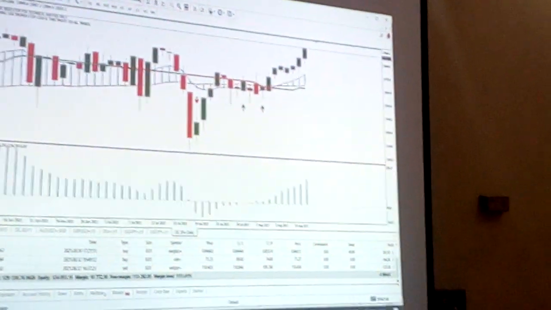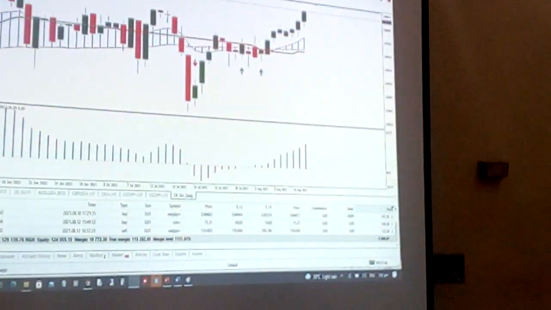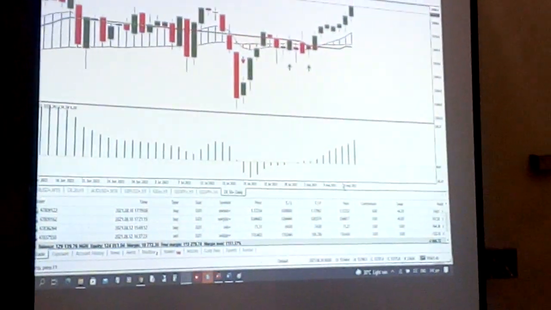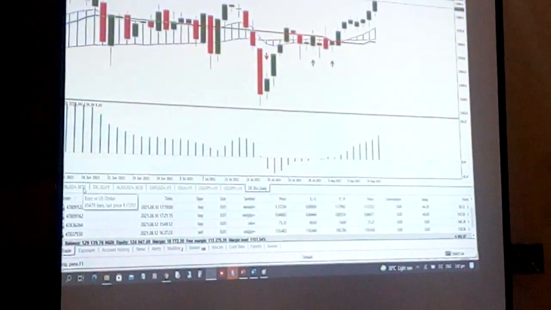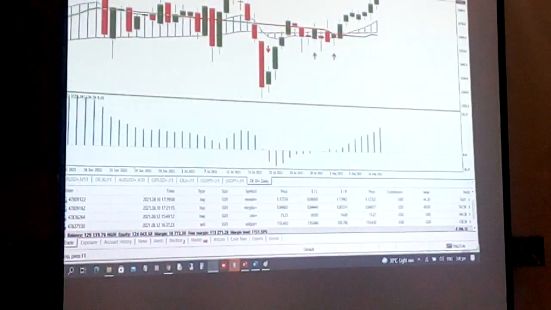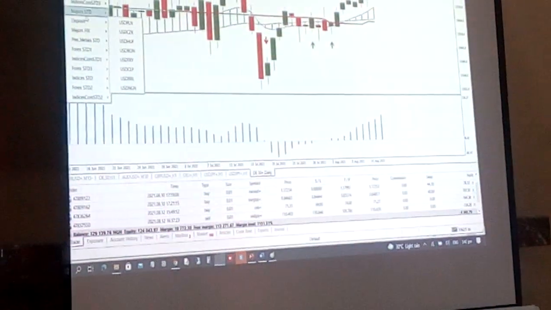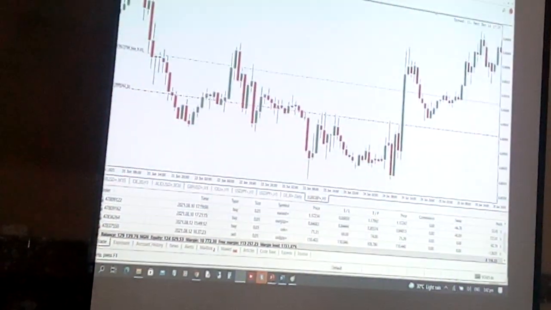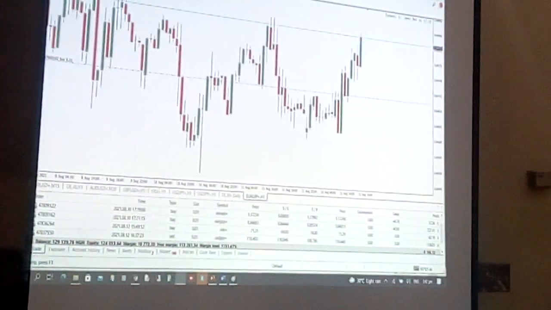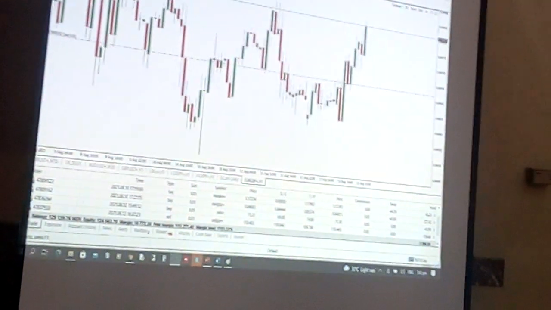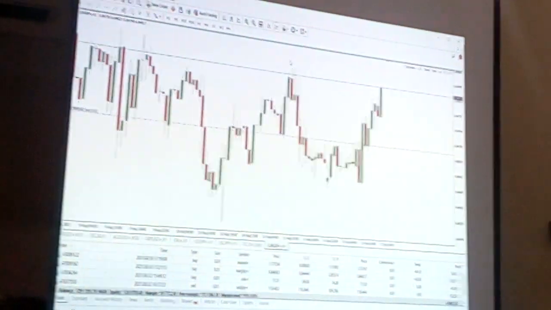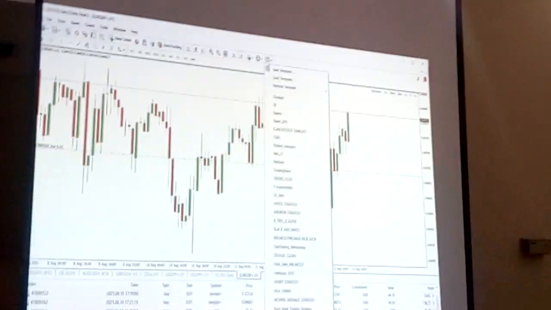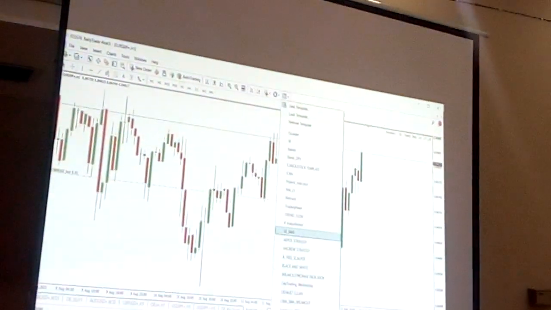I have Euro GBP in profit. So I'm going to go on that and show you how to lock profit on Euro pound, or how to lock profit on any trade. So I have a trade here, and the trade is a buy trade, 0.01. The trade is already in profit, is that not?